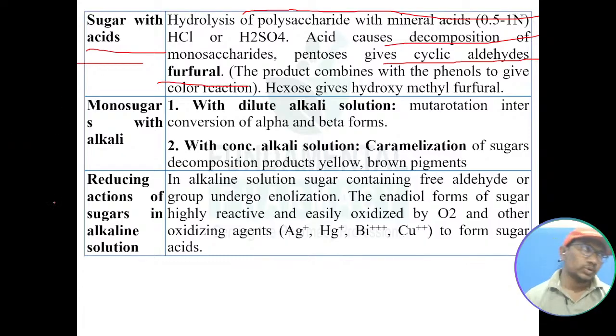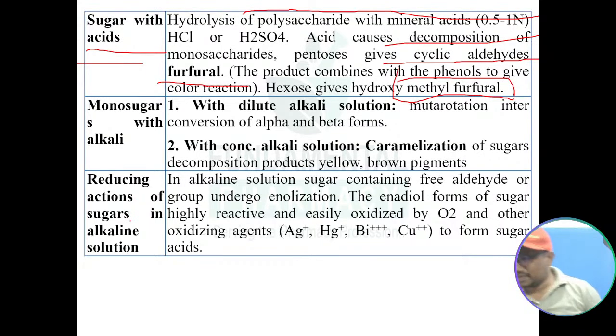So when sugars are treated with acid, there is decomposition, and for example pentose gives the cyclic aldehyde furfural. Now this furfural will combine with phenol to show a color reaction. It is the basis of an identification test. A hexose sugar will give hydroxymethyl furfural. So a pentose gives furfural, and a hexose gives hydroxymethyl furfural, which can react with a phenol like alpha naphthol. There is one test known as the Molisch test.